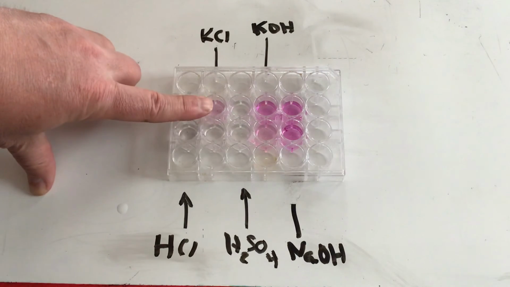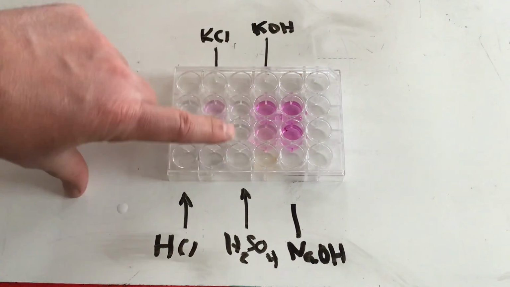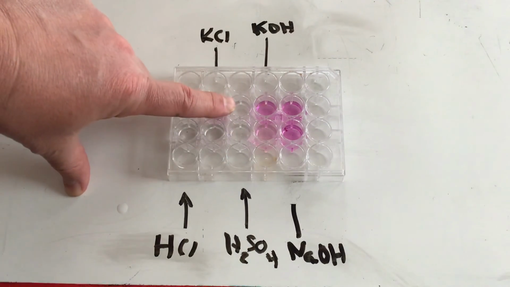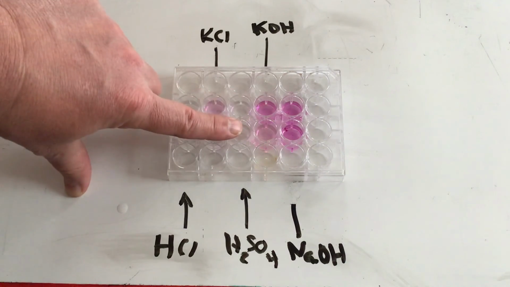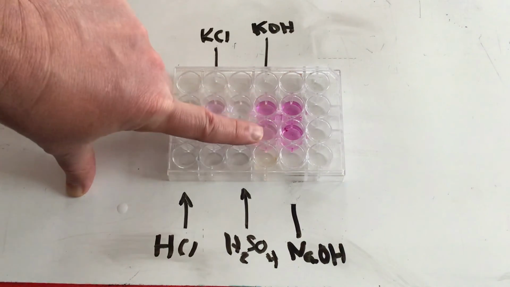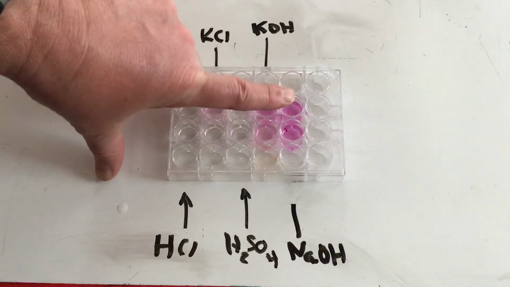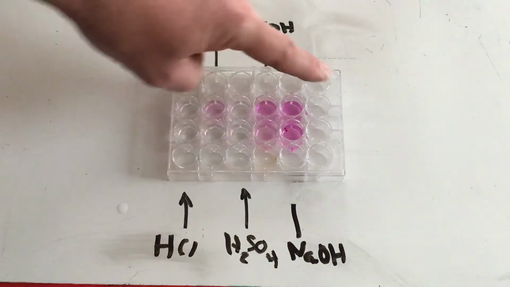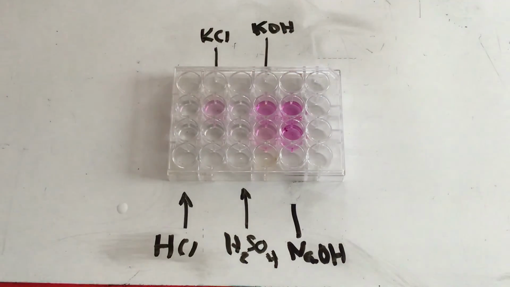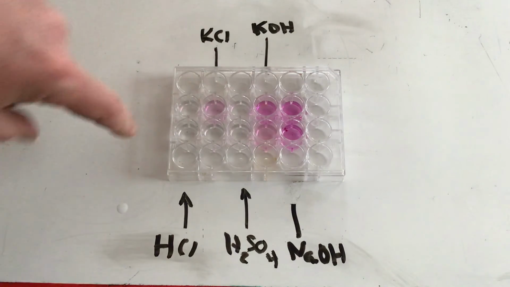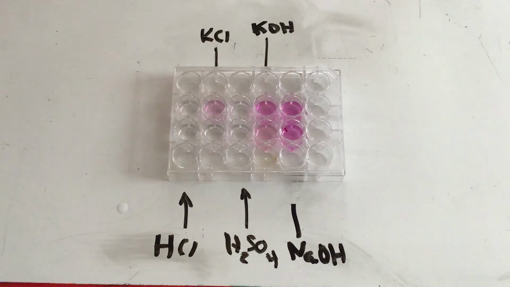Okay, so again, going from left to right, we have HCl in these two, KCl here and here, H2SO4 here and here, KOH in these two, and NaOH in these two. And again, the top row started pink, the bottom row started clear. So those are the observations to keep track of and now to try to interpret.